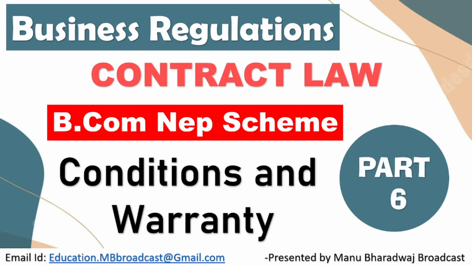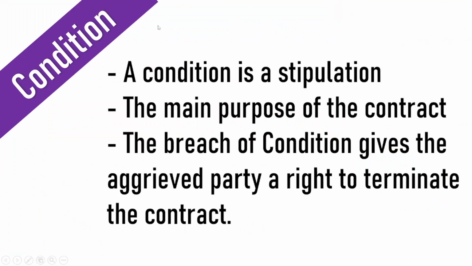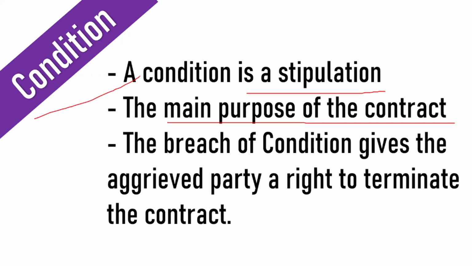In last video, we had seen the essentials of contract of sale. In today's video, let us see what is conditions and warranty. First, what is condition? A condition is a stipulation, which tells or defines what has to be done. It is also known as the main purpose of the contract. In a contract, condition is the main purpose of the contract.